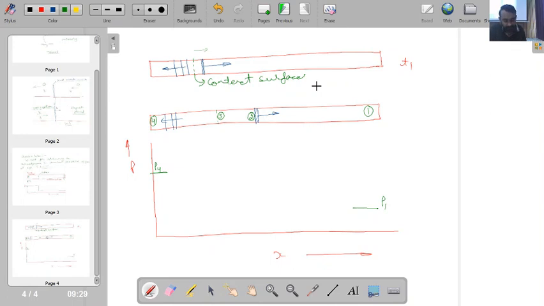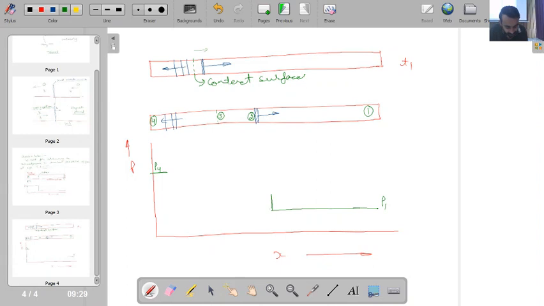So ultimately, up to this shock wave, where I have stagnant fluid, the pressure will remain P1 only. At this point I will have a jump of pressure, because when a shock wave passes through a fluid medium, it will try to increase its thermodynamic properties, so there will be an increase in its pressure.